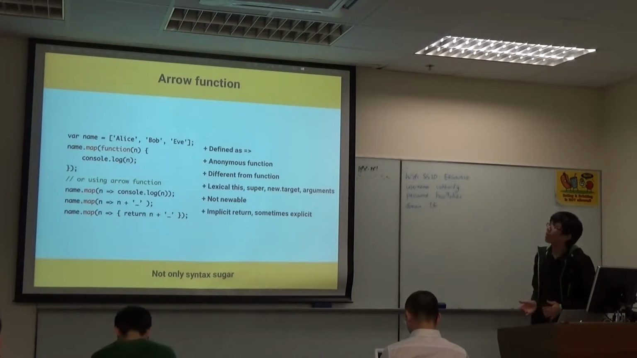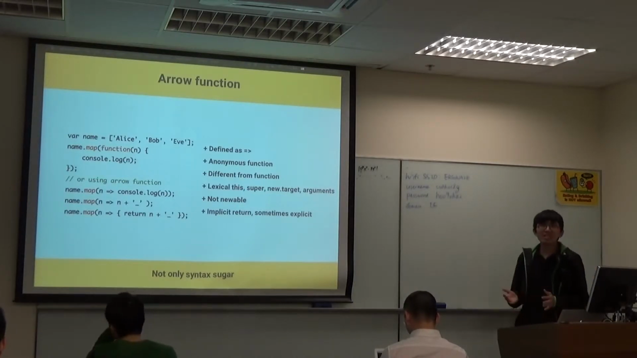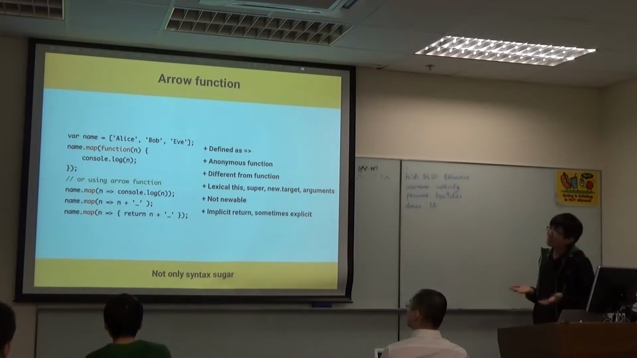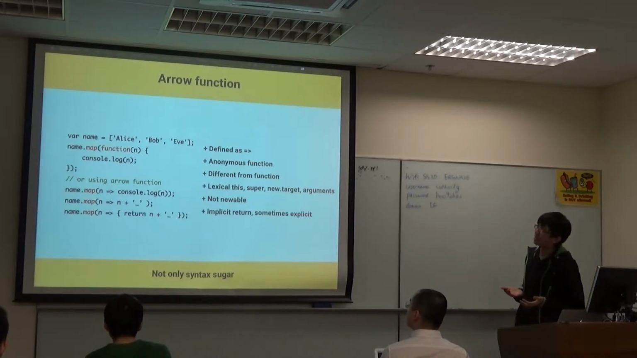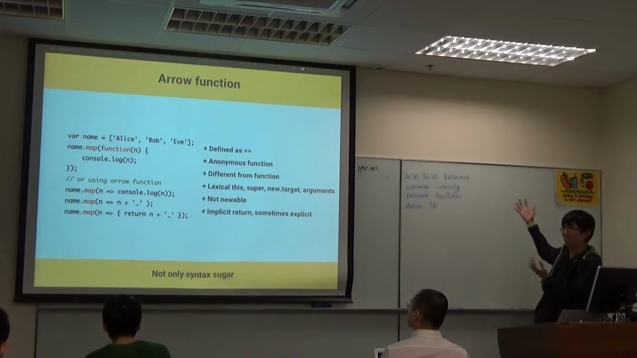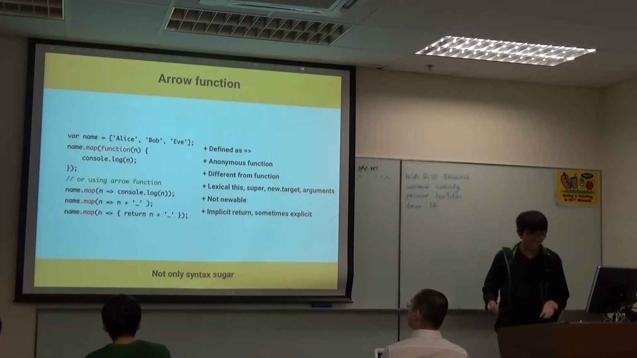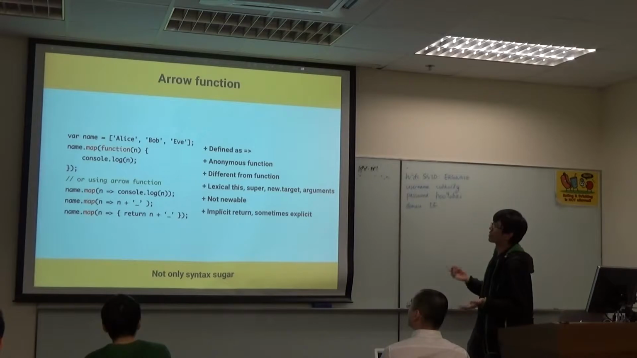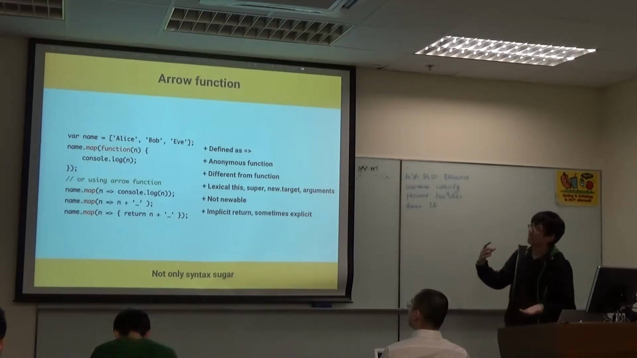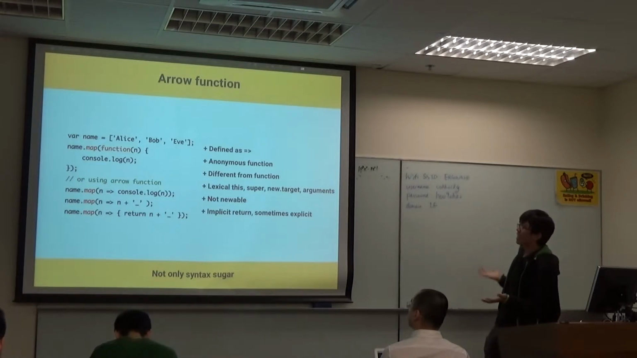Next is arrow function. An arrow function is an anonymous function, but it's different from the classic function in JavaScript. There are three main differences. The first one is that it is not newable. That means with an arrow function you cannot do something like new blah blah blah. And the second, it has lexical this, super, new.target, and arguments. I will explain this part in the next slide. And the last difference is you can do implicit return.